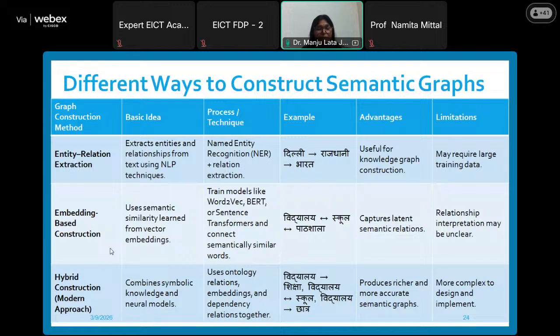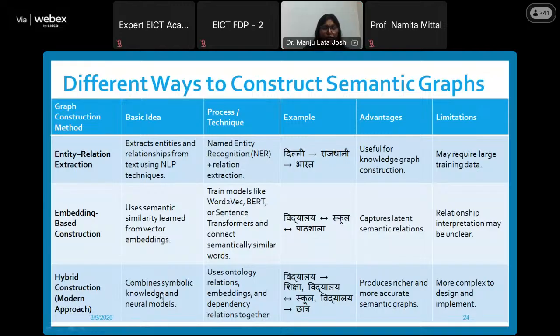Embedding based constructions use semantic similarity and learn from vector based embeddings. Train models like Word2Vec, sentence transformers, to connect semantically similar words. All these embedding models consider semantically related terms. They capture latent semantic relationships. Synonym relationships may be unclear in the case of embedding models, and why it is so, we will discuss when we discuss the architecture of embedding models.